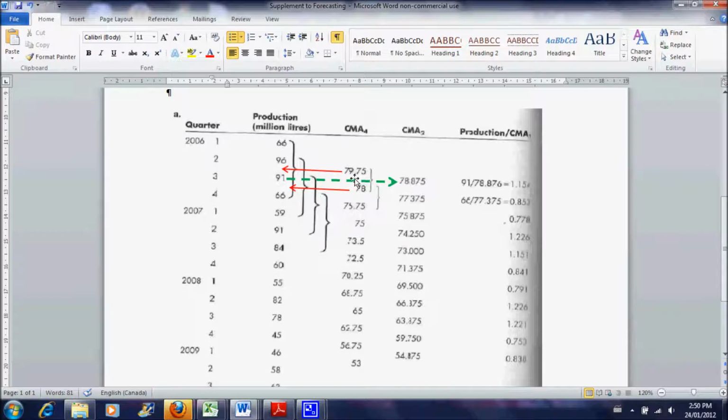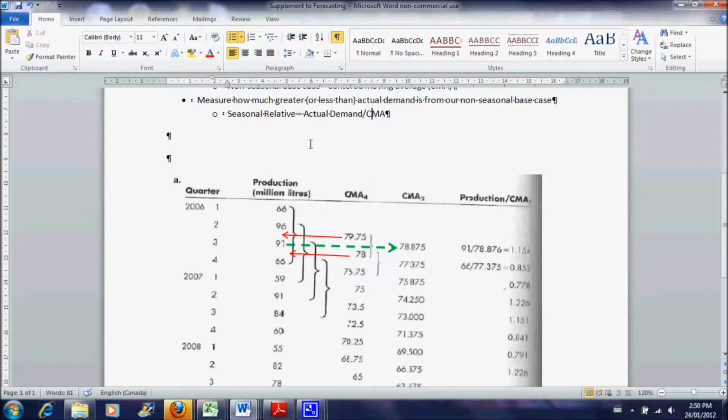Now, because it's a moving average, we shift down 1 and do the same thing again. So we look at quarters 2, 3, 4, and 1, take the average, and that gives us this value here of 78. And we just keep doing that all the way down the line. Remember, what we're aiming to do is calculate this seasonal relative, so we need an actual demand figure divided by our centered moving average.